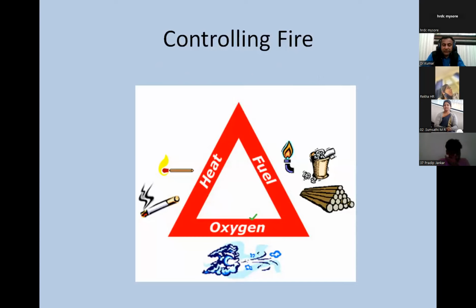Fire is a chemical reaction, and it is a combination of three factors: heat, fuel, and oxygen. If you remove any part of the triangle, the fire will be under control.